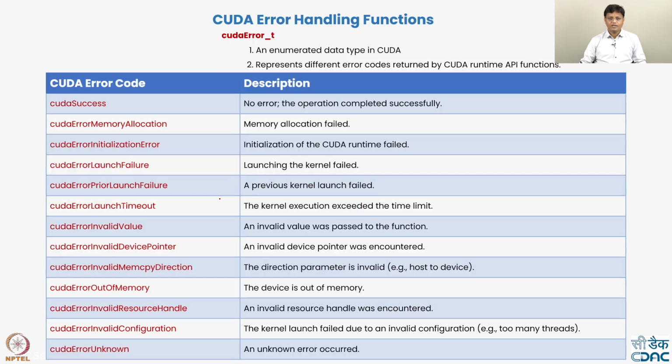Next one is the error handling functions. CUDA supports several error handling functions, and these are quite useful for the application developer. By passing these error codes in your program, the developer can identify the exact cause of the problem. Basically, they can debug the problem easily by passing these CUDA error codes in their application.